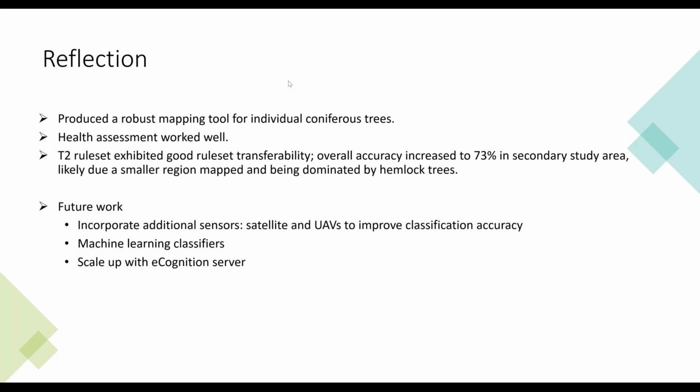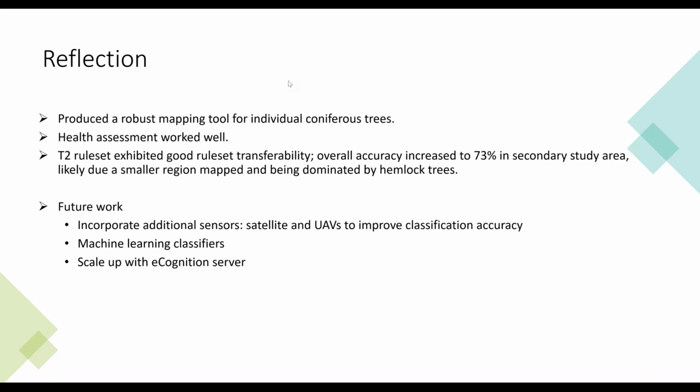And then in the full project scheme, I actually had a very small secondary study area where I took that time period 2 rule set we saw today for 2018, and I used it in a brand new area just to see how it would actually map trees again. And what I found was that it exhibited good rule set transferability. And the overall accuracy for mapping hemlock trees actually increased to 73% in that much smaller area, likely due to being smaller compared to the primary study area, and also really just being dominated by hemlock trees there.